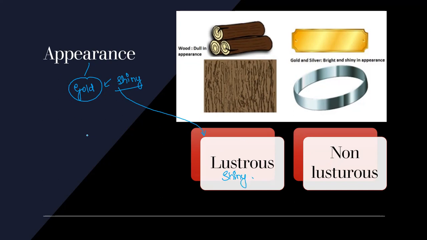Okay, and there are some objects like wood, paper. They do not have any shiny appearance, they are dull in appearance. So we can place them in non-lustrous objects, and these are non-shiny or have a dull appearance. So based on the appearance, we can sort the substances as lustrous and non-lustrous substances.